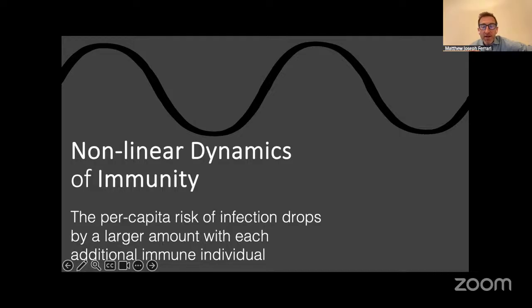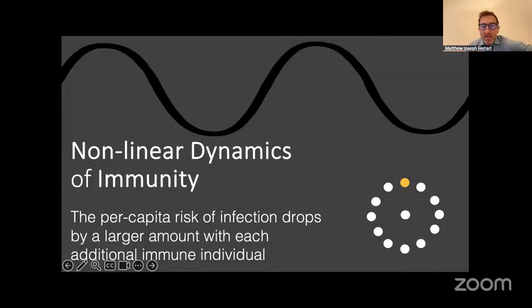And the way this manifests in immunity, individuals being immune, is that the per capita risk, assuming that you're susceptible, drops by a larger amount with each additional immune individual. So each additional immune individual in the population increasingly reduces the risk for everybody else. Right? And here I'm not making any distinction between immunity due to infection or to vaccination. The latter is clearly the better option because it doesn't come with disease, but from a mathematical and dynamical standpoint, those two things are functionally equivalent.